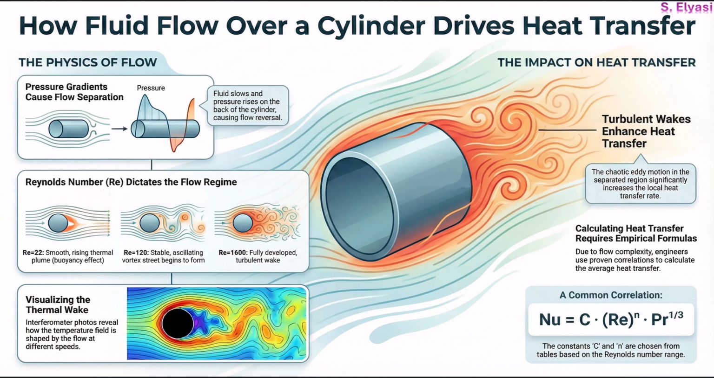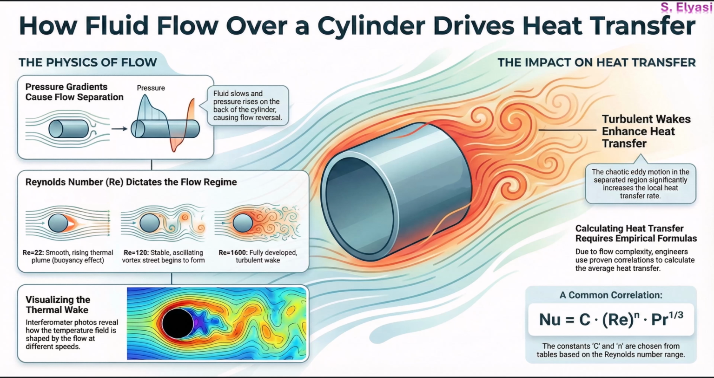And finally, what's the big implication here? Well, all that chaotic swirling motion in the wake actually ramps up the local heat transfer rate a lot. And since the physics gets super complex, this is where we as engineers bring in a bit of a shortcut. We use a proven formula, one that links the Nusselt, Reynolds, and Prandtl numbers to get a really solid calculation for the average heat transfer without getting bogged down in all the crazy math.